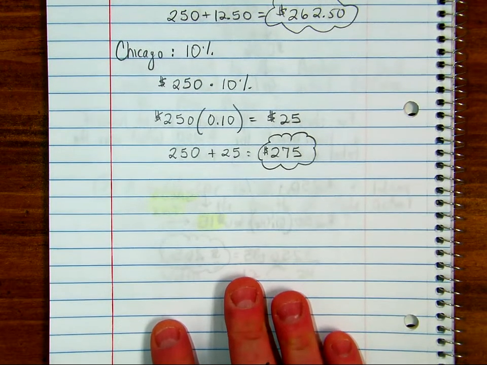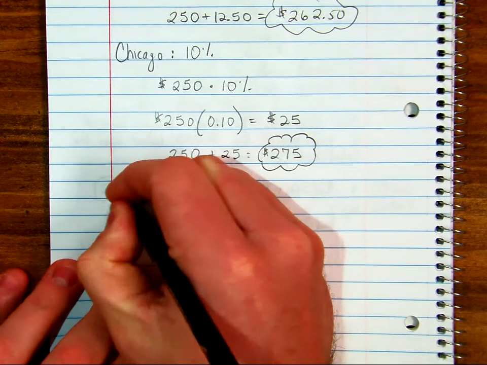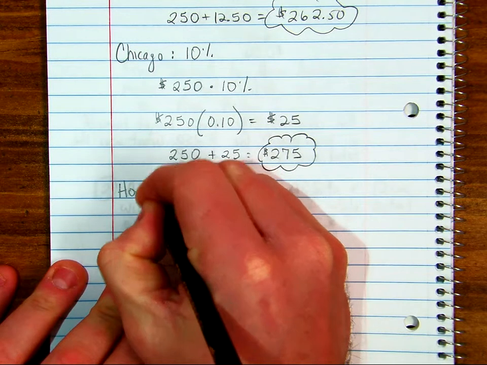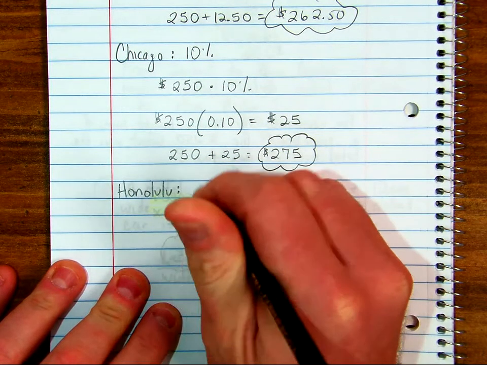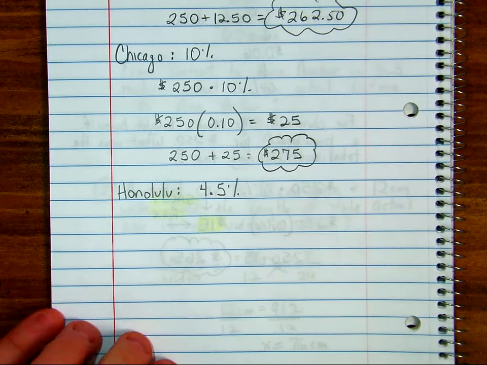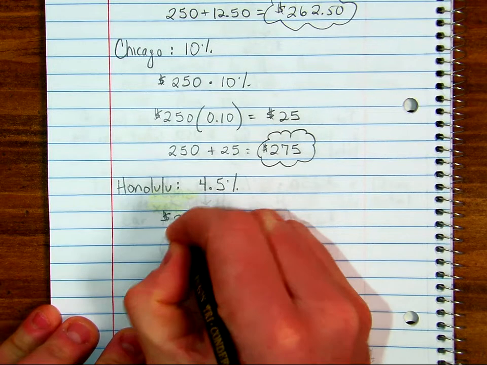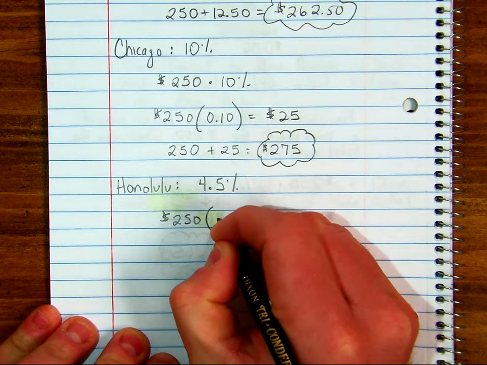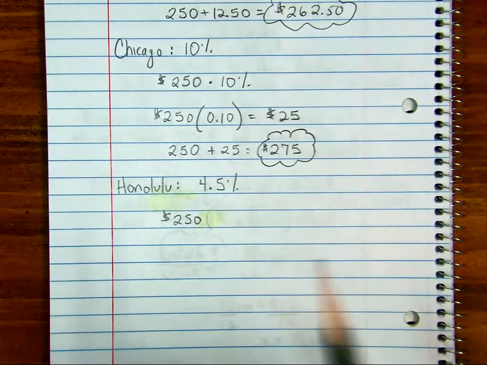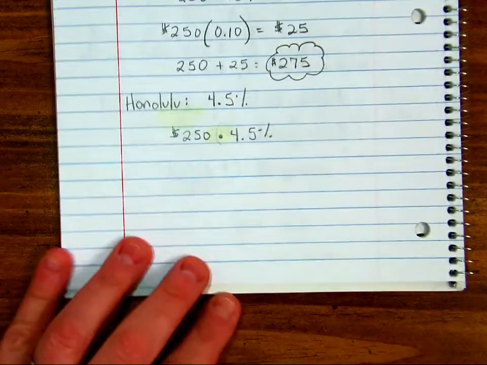And again, I'm just showing you this because each state, each country has their own sales tax. Honolulu, where's Honolulu at? Hawaii. Okay? Honolulu, Hawaii has a sales tax of 4.5%. So if I bought that same hoverboard in Honolulu, let's see how much that would cost. Take the $250, multiply it by the 4.5%.